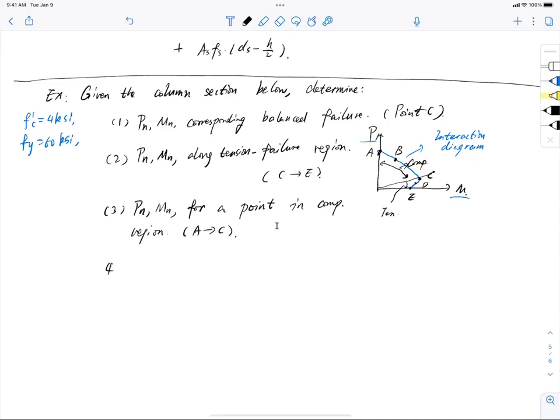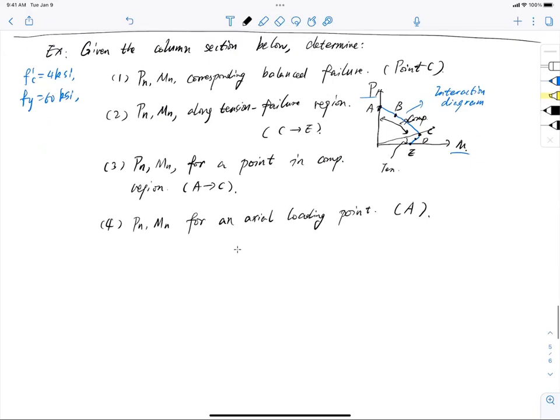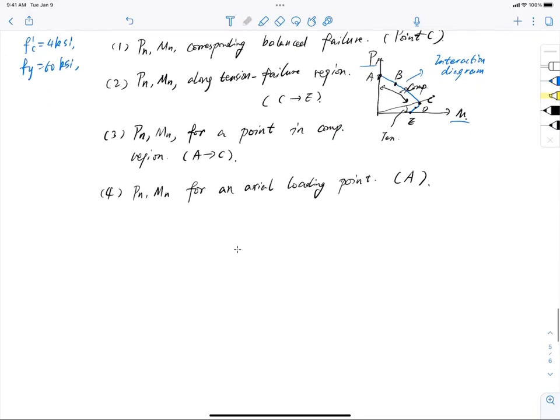And last but not least, I need to find a Pn and Mn for pure axial loading. Well, that is easy, right? For a pure axial loading point, this means I'm going to find point A. So apparently we're trying to find all these points, right? That is A, B, C, D.